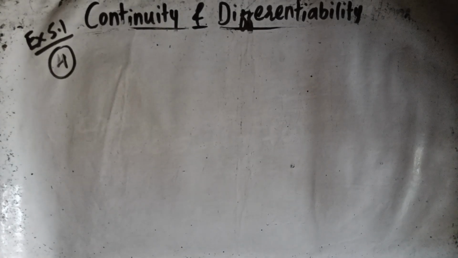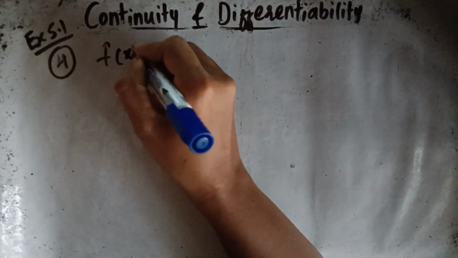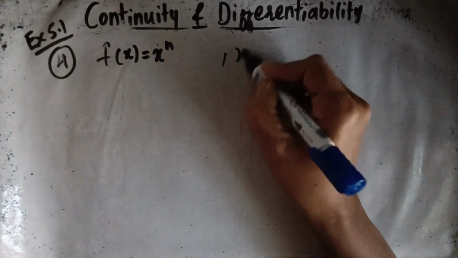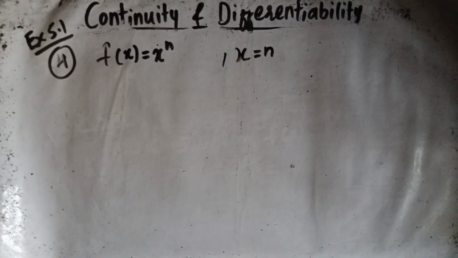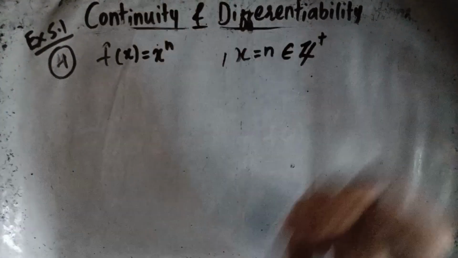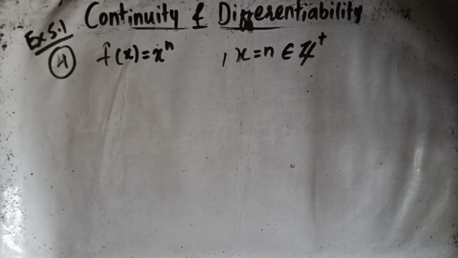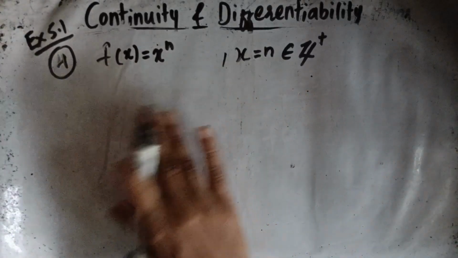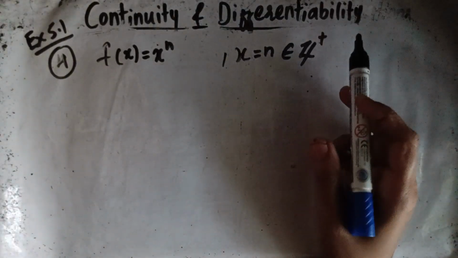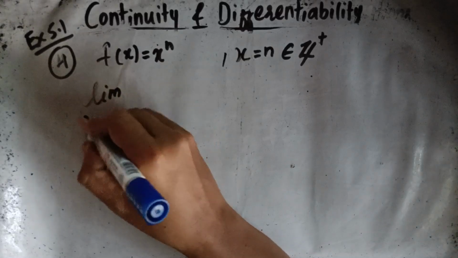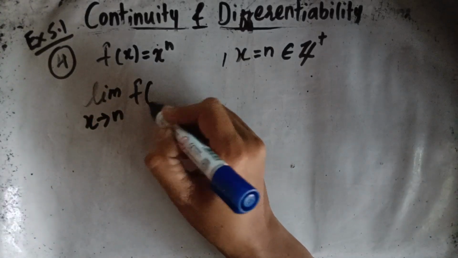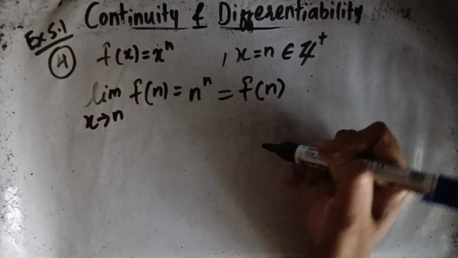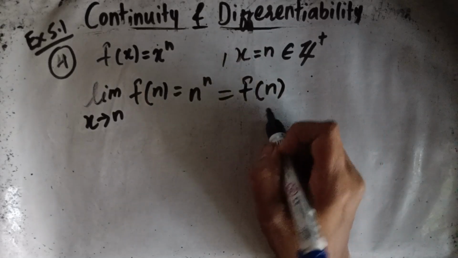Question 4, you have to prove that the function f of x equal to x raised to n is continuous at x equal to n, where n is a positive integer. So first thing is this is defined. There is no 1 upon something or like that. So this is defined for all positive integers. So our limit as x tends to n, f of n becomes n raised to n, which is the same as f of n. So this is continuous.